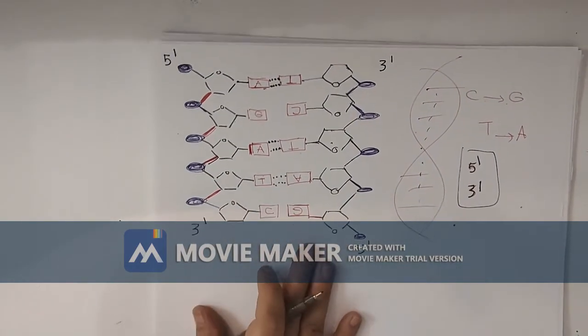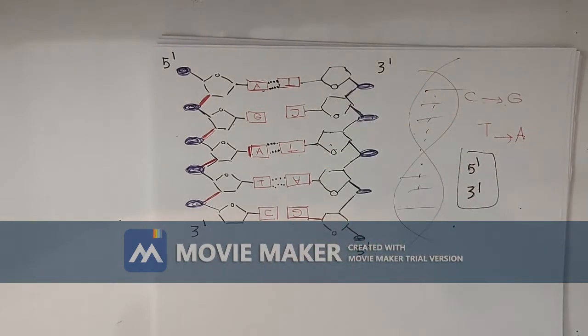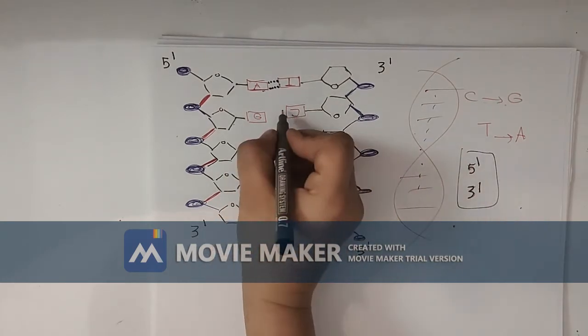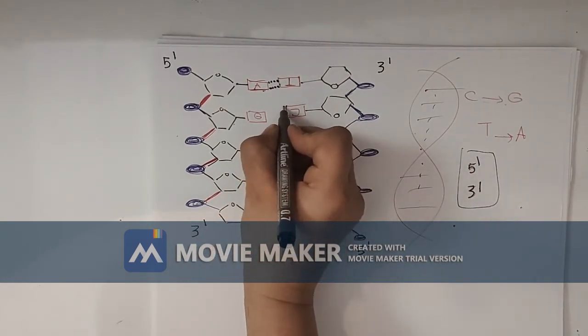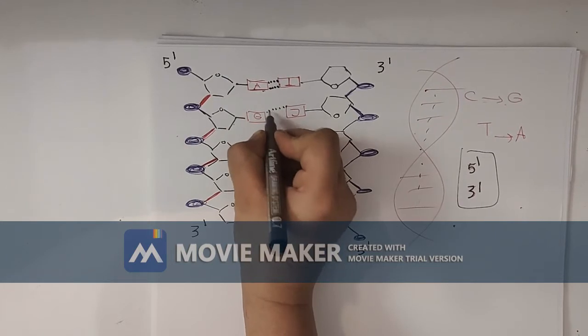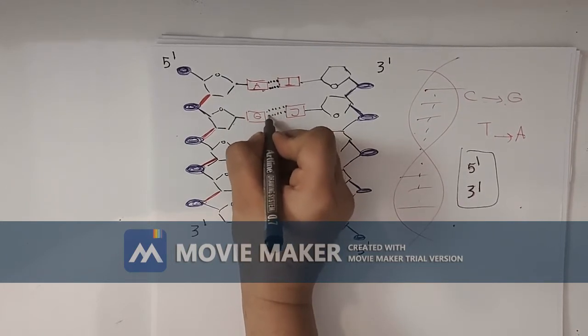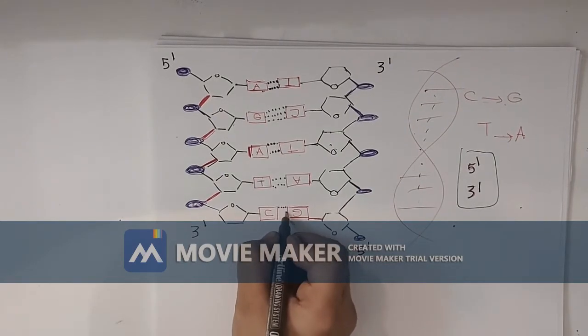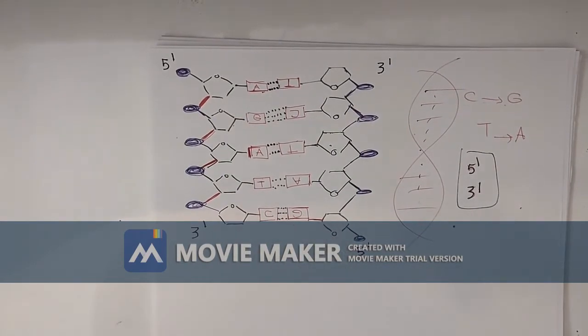Now how about these two? Are they the same? No. Between these two, which is guanine and cytosine, we have three hydrogen bonds. Three hydrogen bonds: 1, 2, and 3. And also here, 1, 2, 3 hydrogen bonds. This is very important and you need to remember.